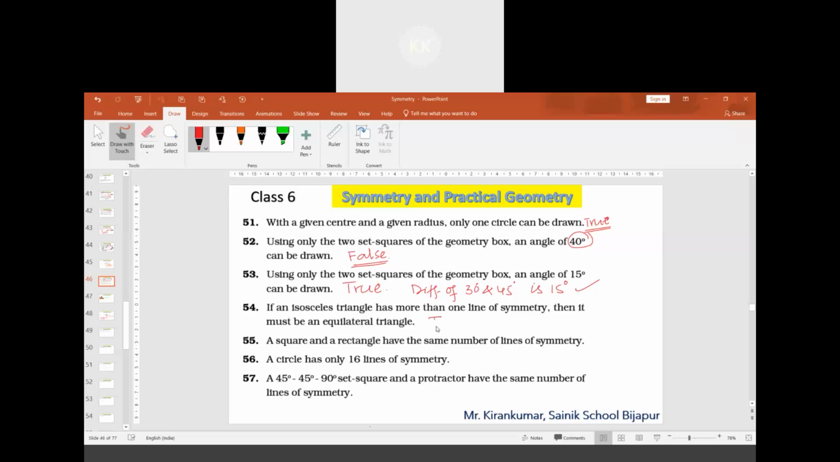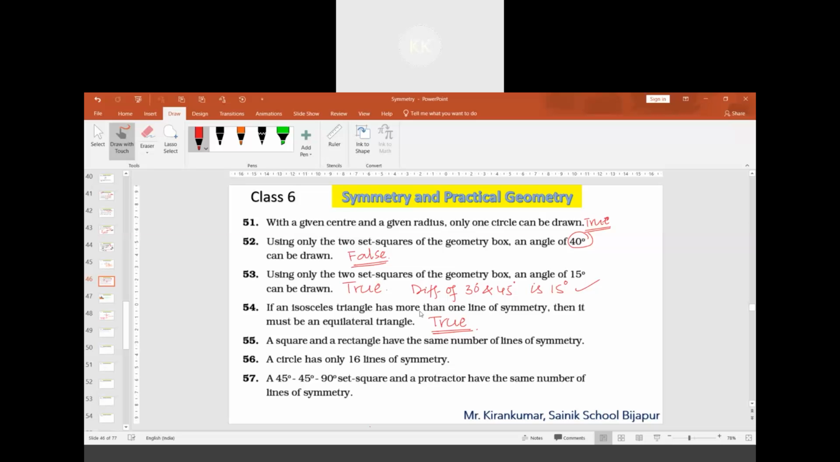This is true, sir. More than one means it has to be 3, and an equilateral triangle will be formed. It is a true statement, sir.